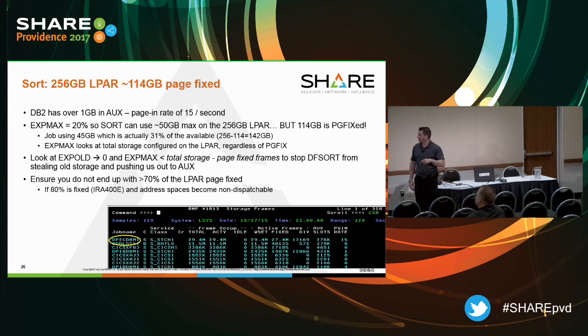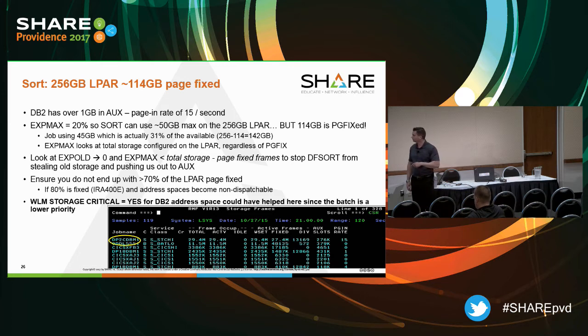So the key here would be EXP Old down to 0. That way he can't steal DB2's frames. The other way you could do this, if it's a batch report, for instance, or your utility is run at a lower dispatching priority, you can set WLM storage critical for DB2, in which case that utility is not going to steal DB2 storage. He's going to go steal from CICS, IMS, or somebody else.